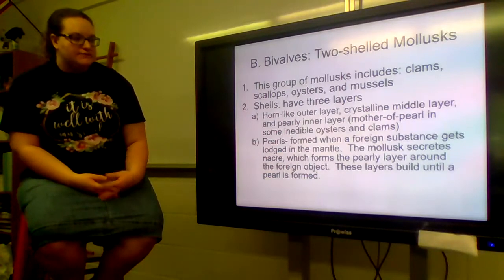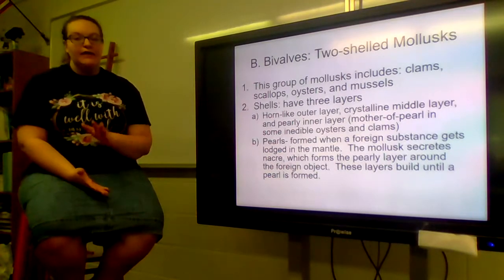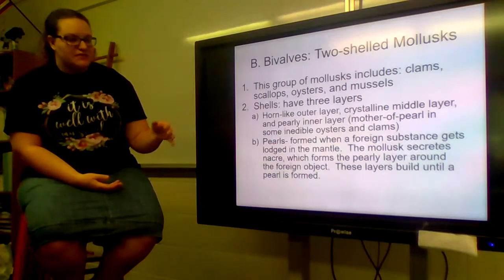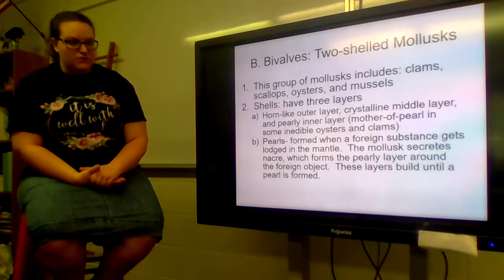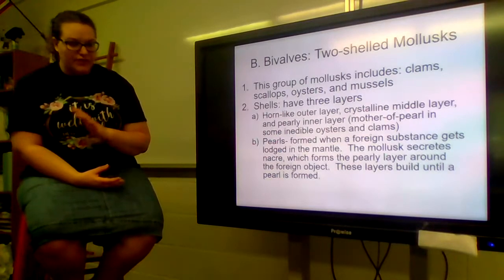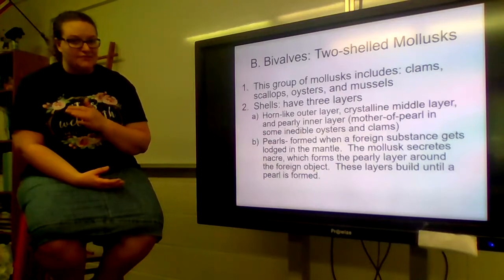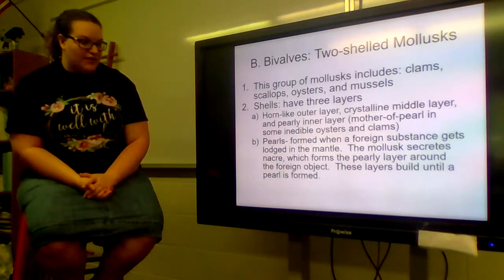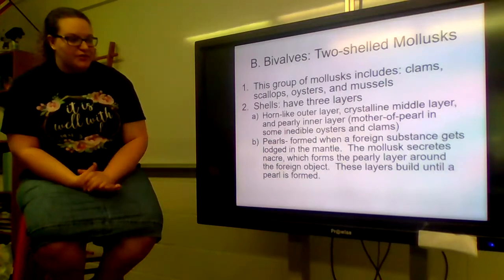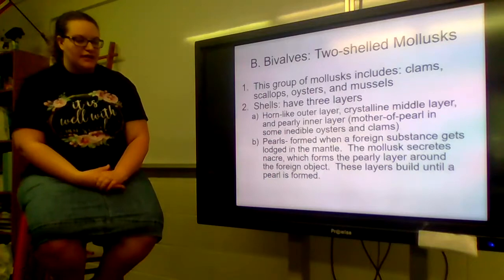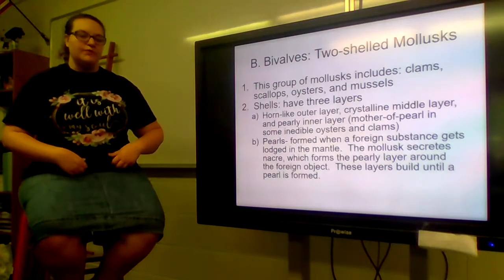Pearls. Pearls are formed by bivalves, okay? But it's formed when a foreign substance gets lodged in the mantle. The mollusk secretes a nacre. I'm gonna be honest with you guys, I never say it right the same way twice. So you guys know that. Which forms the pearly layer around the foreign object. These layers build until a pearl is formed.